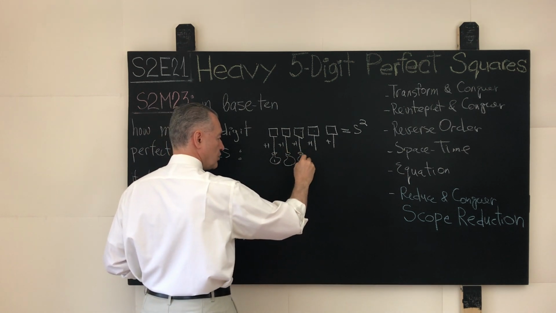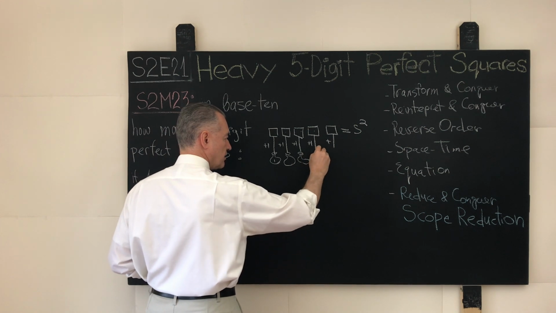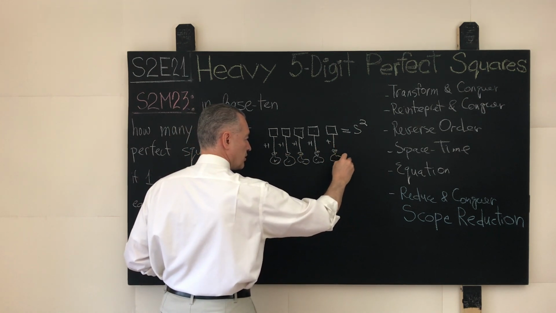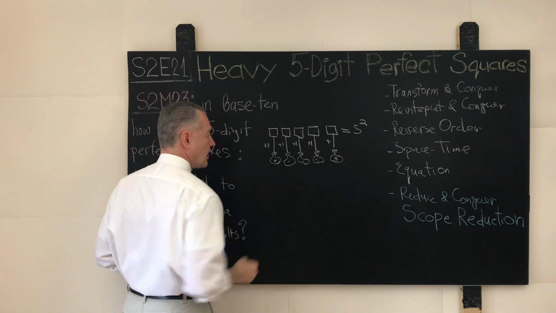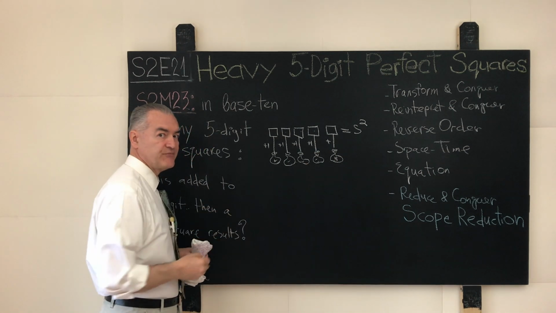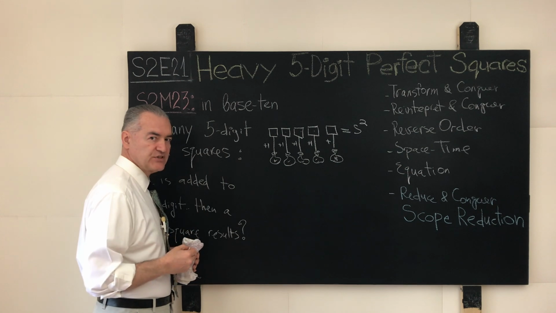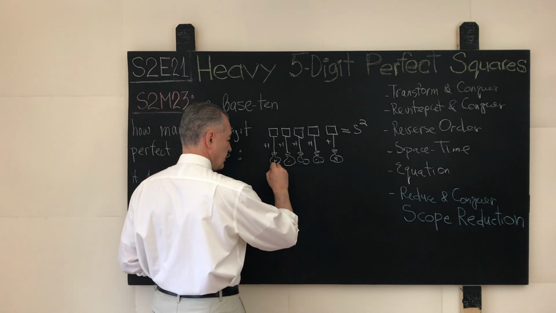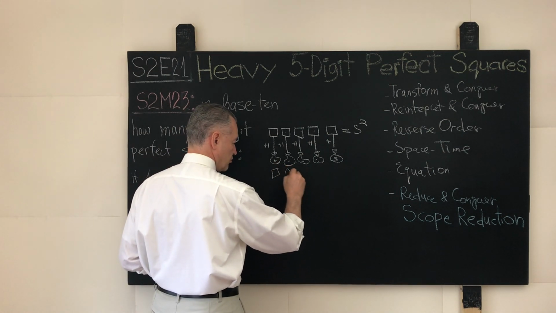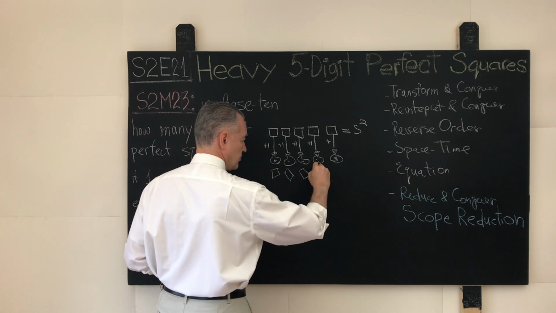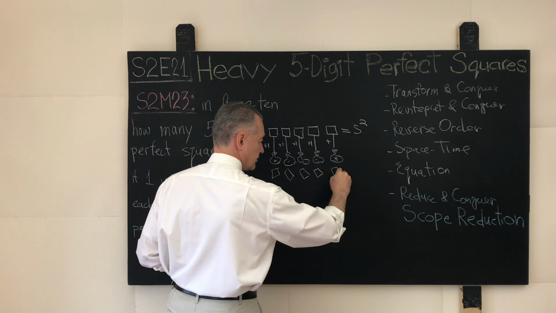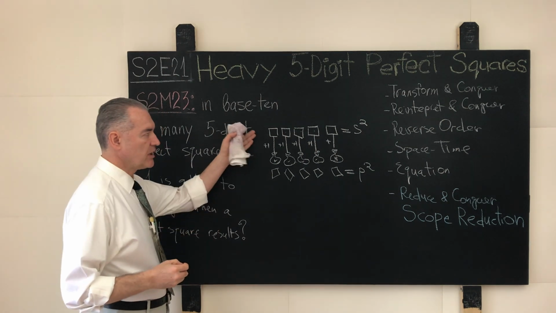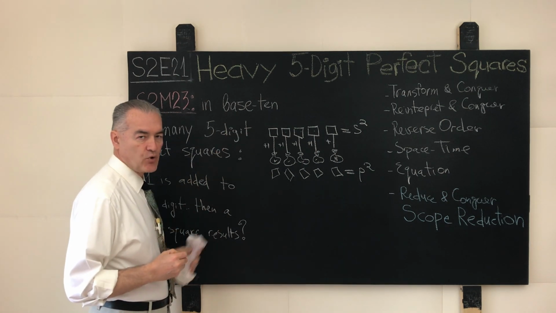By doing so, we make each and every digit of our perfect square heavier. Consequently, we make the entire square heavier. And what is the result of this maneuver supposed to be? Well, the result is supposed to be yet another square, and we are asked to compute the number of such 5-digit perfect squares.